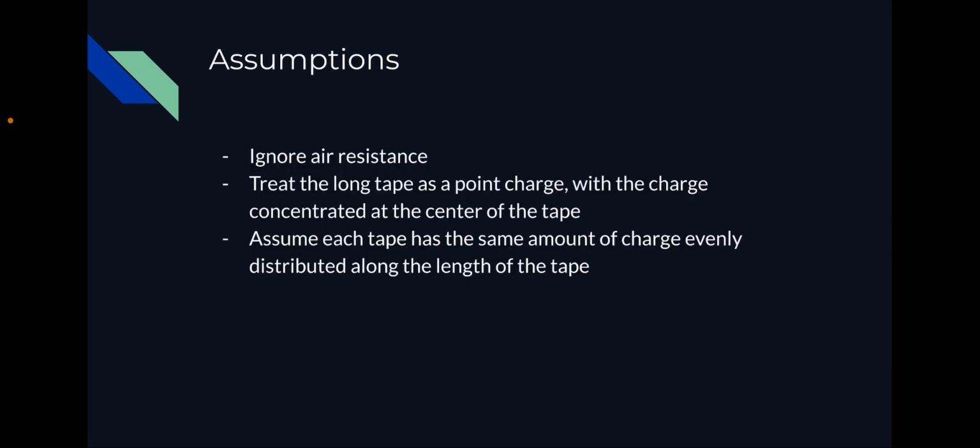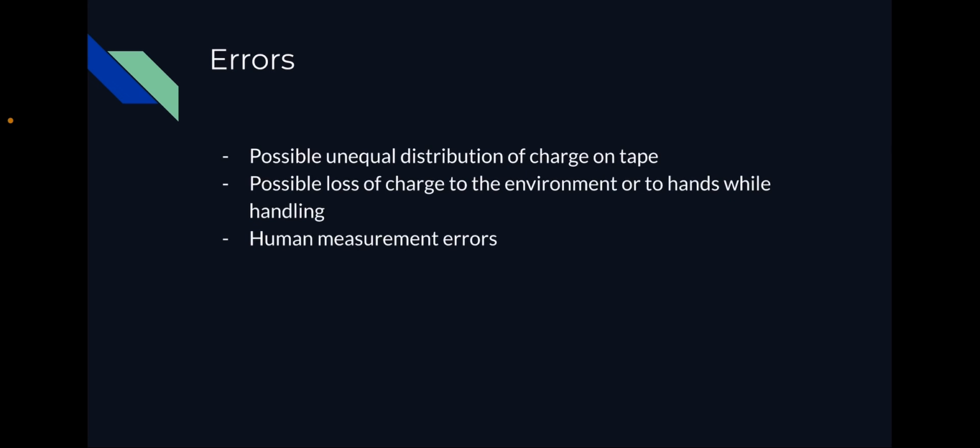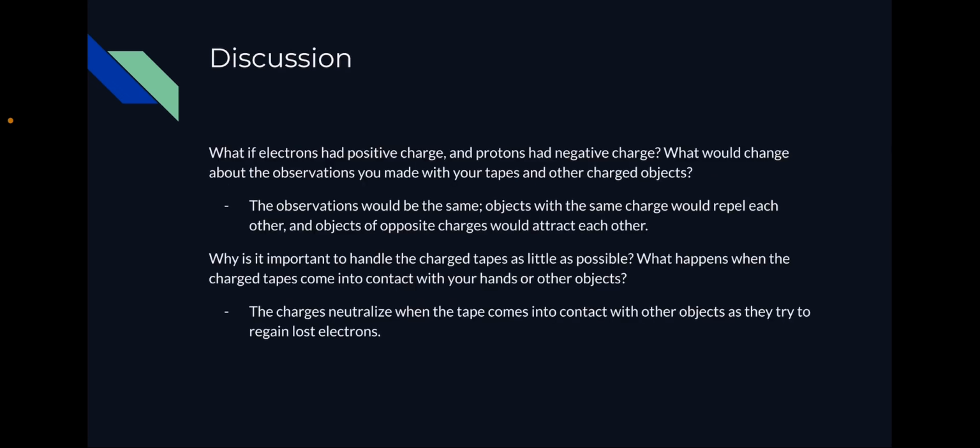So what assumptions did I make? I ignored air resistance. I treated the long tape as a point charge with the charge concentrated at the center of the tape. I assumed each piece of tape had the same amount of charge evenly distributed along the length of the tape. Possible errors I could have made in this lab would be potentially having an unequal distribution of charge on the tape, and as I held the tape and moved it closer to the other piece of tape, I may have lost some of the charge. I also could have potentially made errors in measuring the distance between the tape or the sizes of the tape.